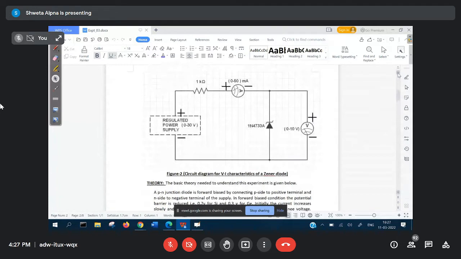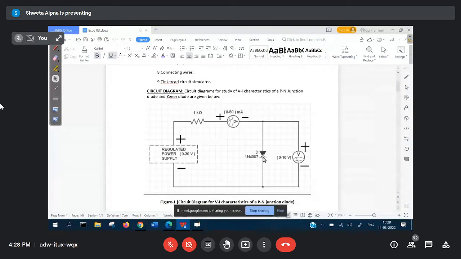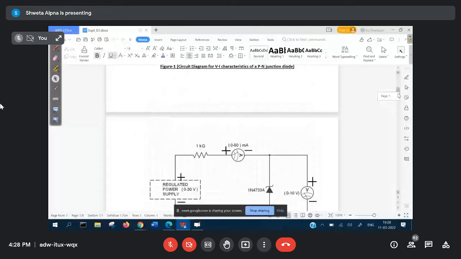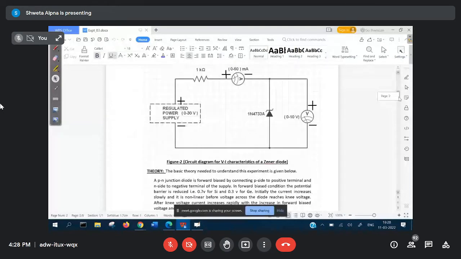We have just now learned about the PN junction diode. I just now told you that PN junction diode is connected in the forward bias. Positive is connected to the P type, negative is connected to the N type. Diode is connected in the experiment. We measure the current and voltages with voltmeter and ammeter, and we are plotting a graph and finding out the knee voltage, after which the current value is increasing sharply. So that is a behavior of the PN junction diode. In PN junction diode, we are connecting the diode in the forward biased.